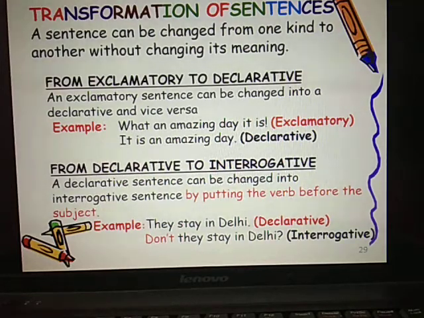Now from declarative to interrogative. A declarative sentence can be changed into interrogative by putting the verb before the subject. So subject you all know. So we have to put the verb. They stay in Delhi. Don't they stay in Delhi? So we have changed to interrogative. Because it's a plural form of subject, so we have used don't.